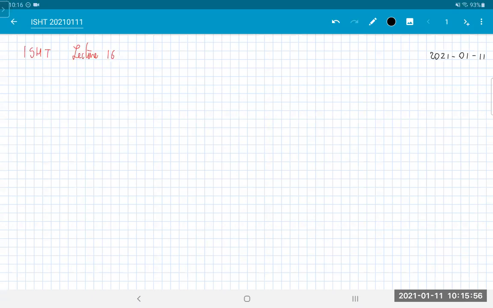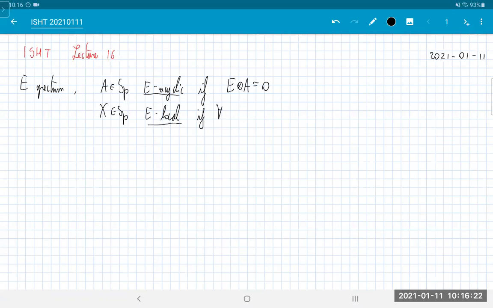So recall, if E is a spectrum, a spectrum A is E-acyclic if its E-homology is trivial, that is, E tensor A is zero, and the spectrum X is E-local if for every E-acyclic A, we have the mapping spectrum from A to X is zero. And here you can also put the mapping space, since you can replace A by its shifts, but we will use the mapping spectrum because it's more convenient.